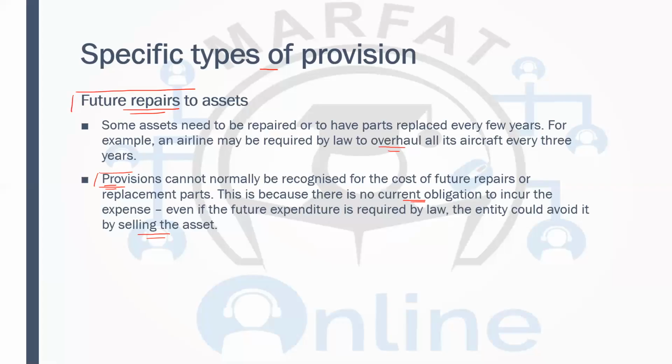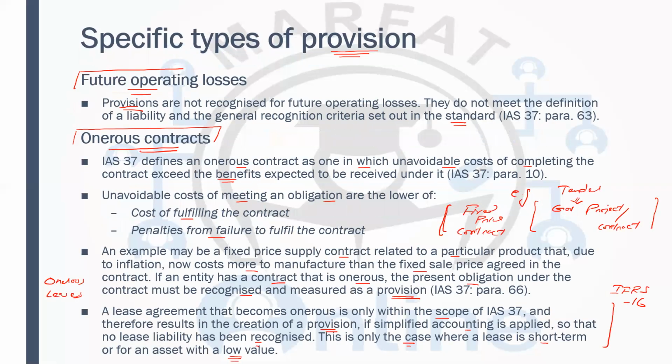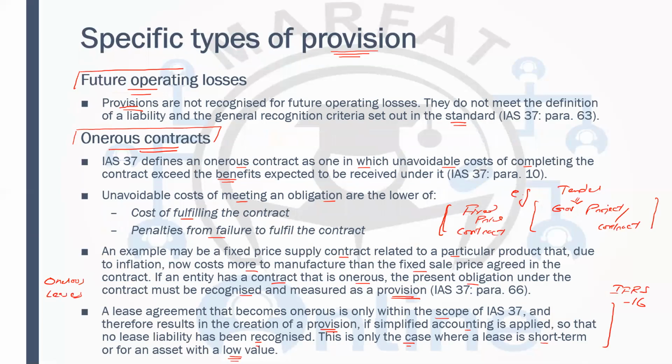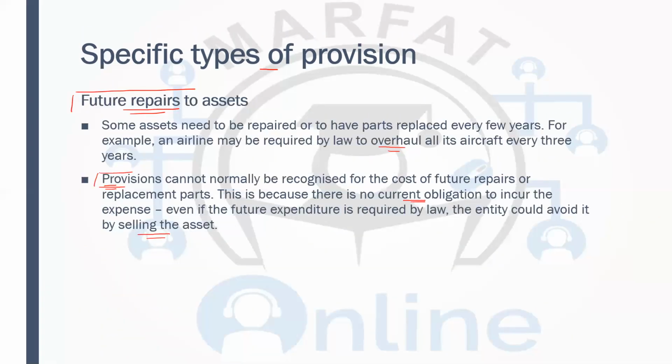So far what is clear to us is that we are going to record the provision for the unavoidable cost and unavoidable losses. If we are able to avoid the losses by any means, by transferring it to someone, by selling your business, by selling your asset, then that means it does not fall under the criteria of the provision because there is no current obligation. So there was no provision related to the future operating losses. And yes, there is going to be a provision for the onerous contract. There's going to be a provision for the onerous leases if it is particularly related to the short-term and the low-value leases. And no provision should be recognized for future repairs to asset.